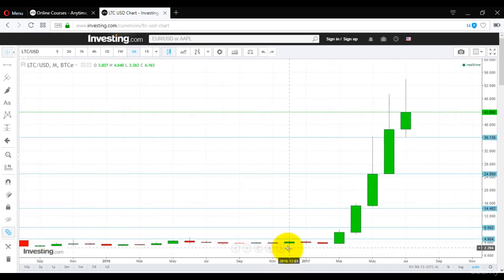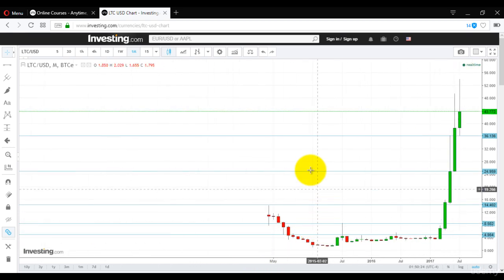As you can see, it's making green, green, green, green, green. So it says it's going to further highs, and there is no stopping it. So these blue lines are the support lines on the monthly scale.